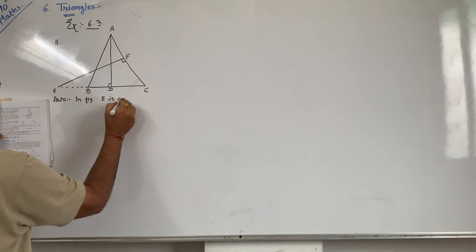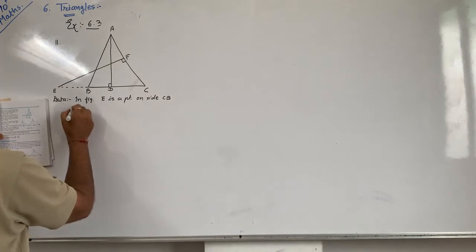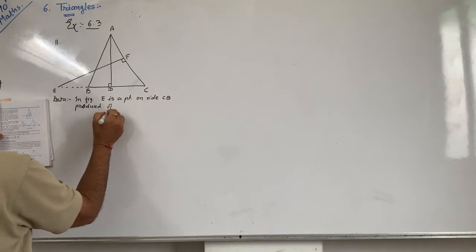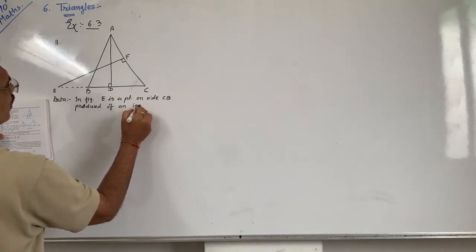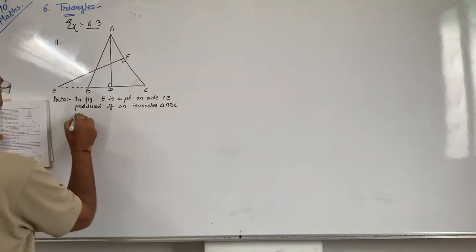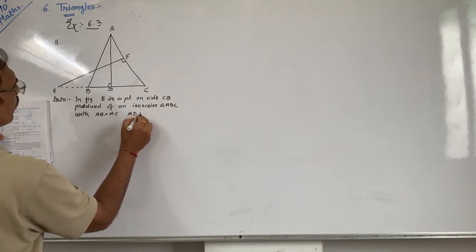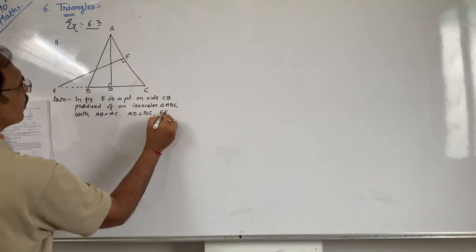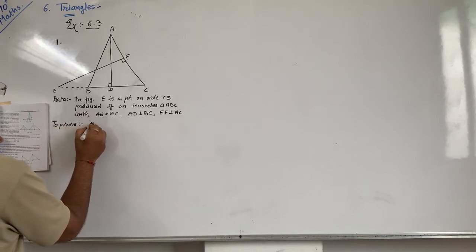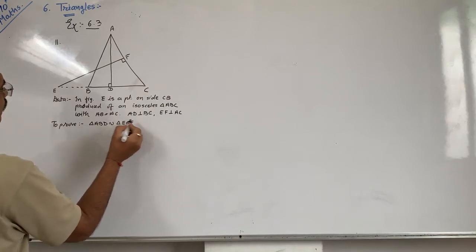E is a point on side CD produced of an isosceles triangle ABC with AB equal to AC, AD perpendicular to BC and EF perpendicular to AC. To prove: triangle ABD is similar to triangle ECF.